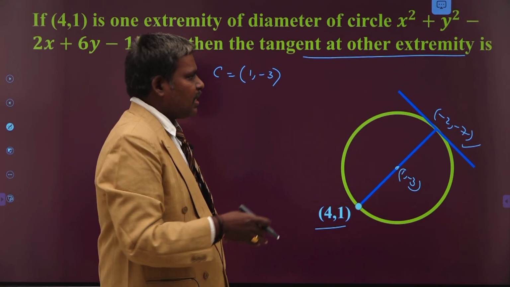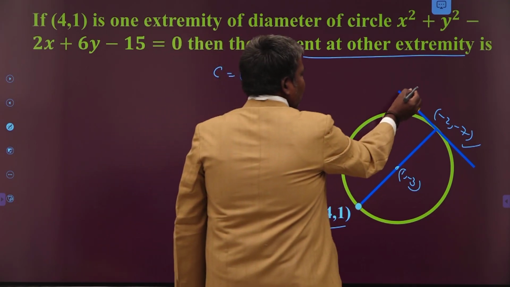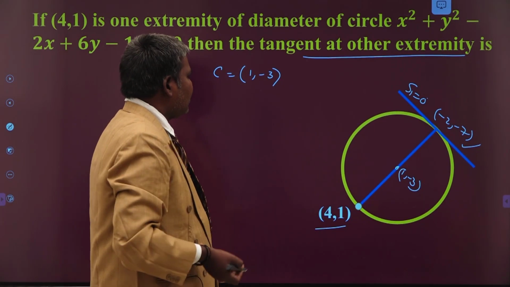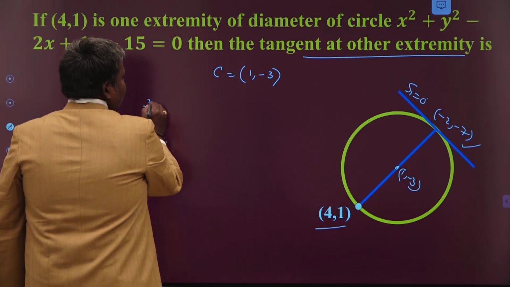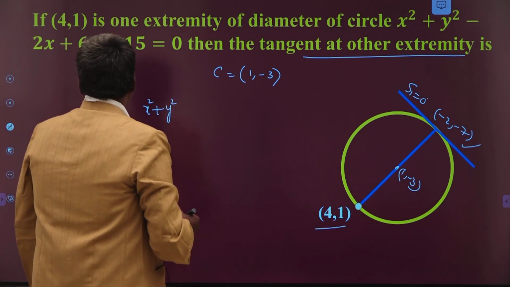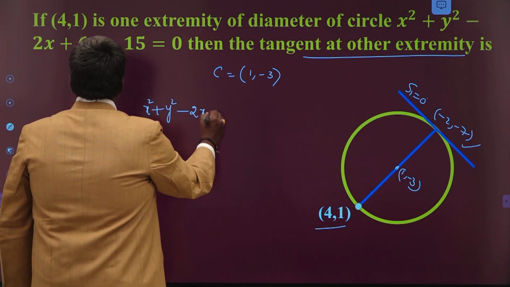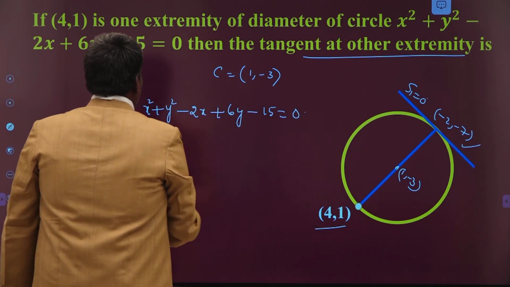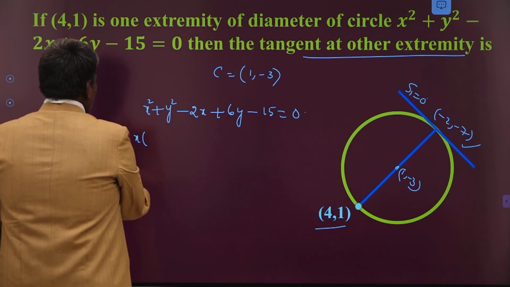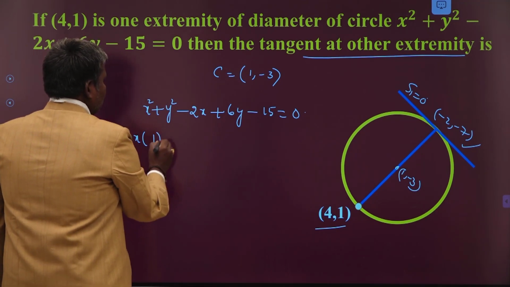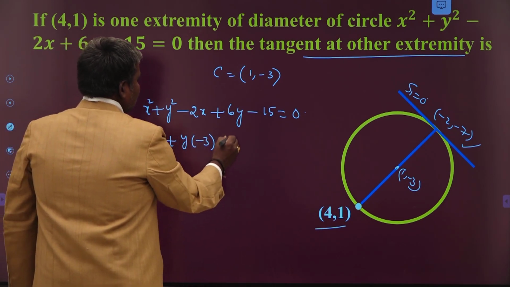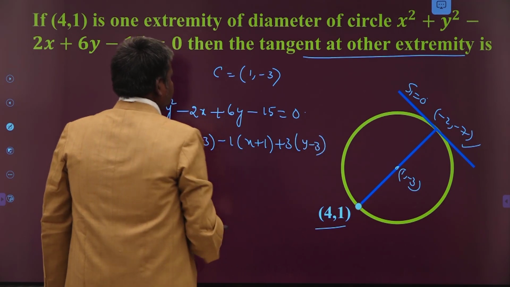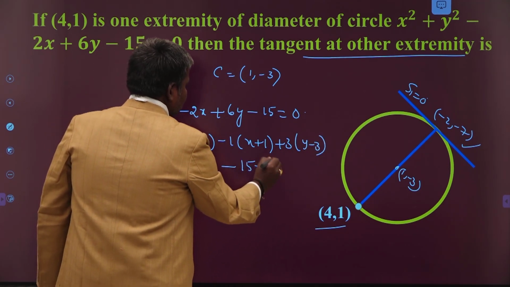Once you know the point on the circle, can you write the equation of tangent at that point or not? Yes, it is S1 equal to 0. The equation of tangent at the other extremity is nothing but S1 equal to 0. What is your S? x square plus y square minus 2x plus 6y minus 15 equal to 0. I am going to write S1 equal to 0. Equation of tangent is S1 equal to 0. x into 1 plus y into minus 3 minus 1 times of (x plus 1) plus 3 times of (y minus 3) minus 15 is equal to 0.